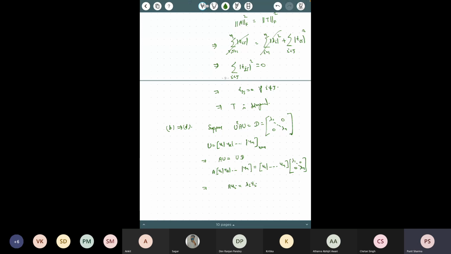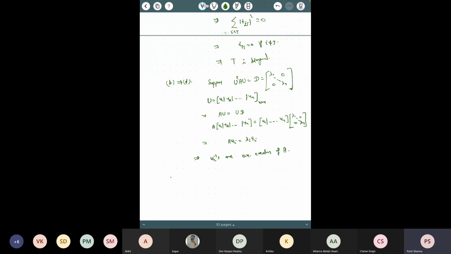Since U is unitary, U is invertible, so all these columns are non-zero. So this implies that these Ui are eigenvectors of A corresponding to lambda i for each i. Now since U is unitary, these eigenvectors are also orthonormal. So this implies that the Ui are orthonormal eigenvectors of A, and this is fine. This proves D.